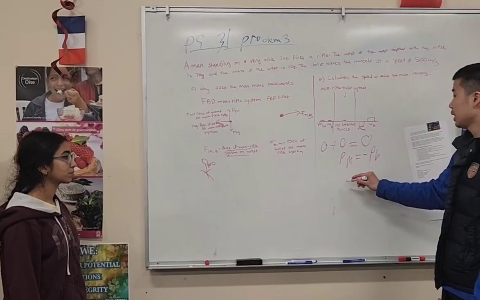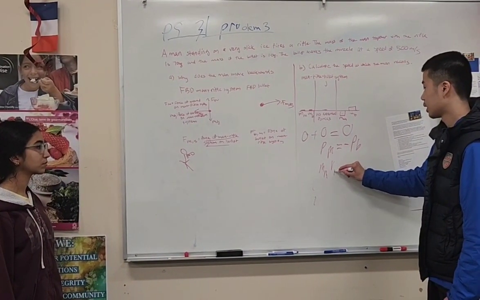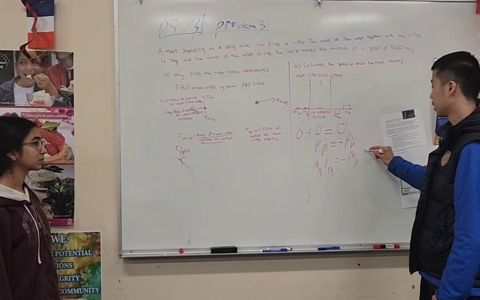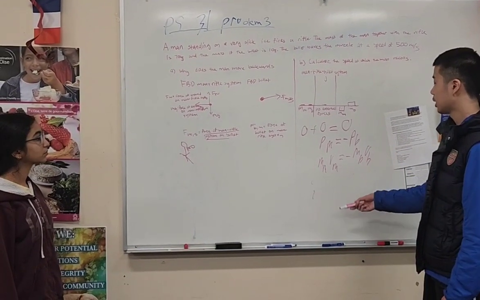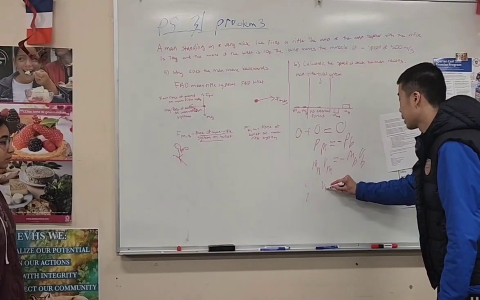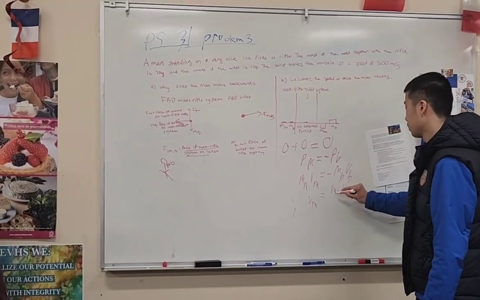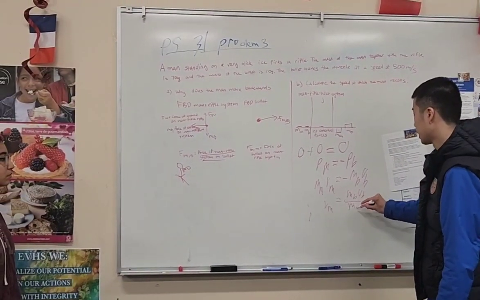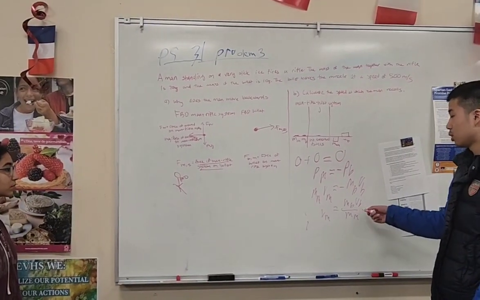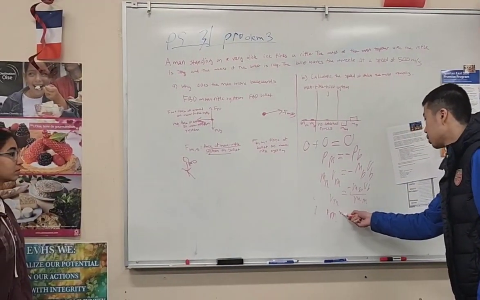Since p is mv, you can write it as mass of man times velocity of man is equal to negative mass of bullet times velocity of bullet. You want the velocity of man, as asked in the problem. So velocity of man is equal to negative mass of bullet times velocity of bullet divided by mass of man. The problem already gives all three of these, so all I have to do is plug them in.